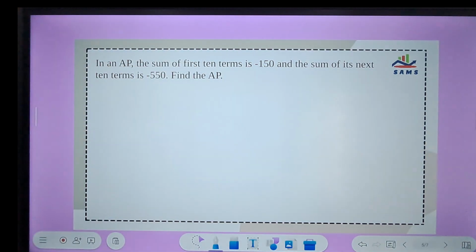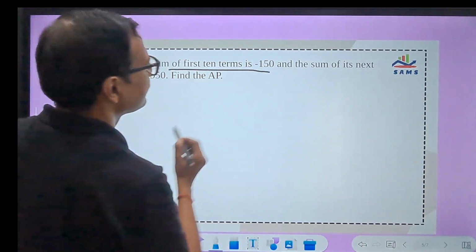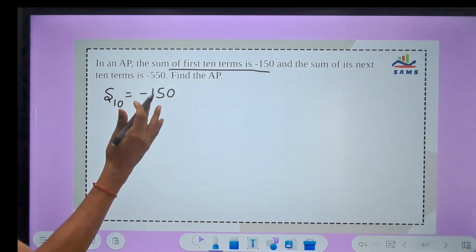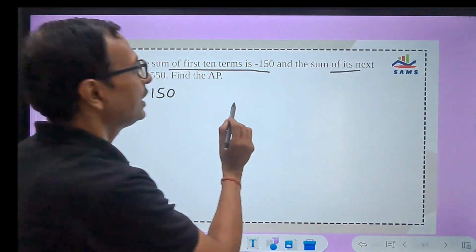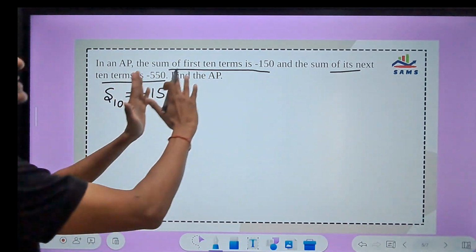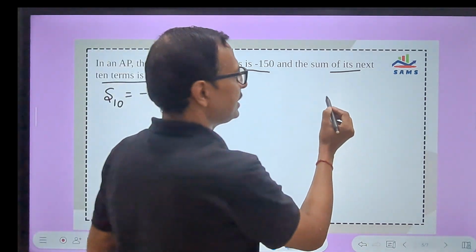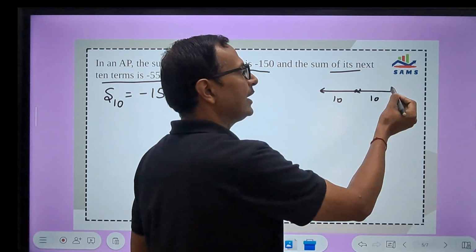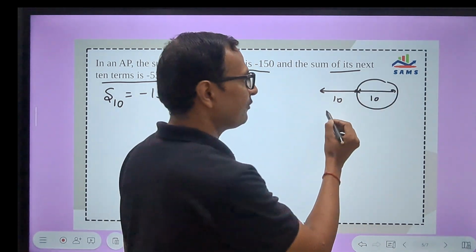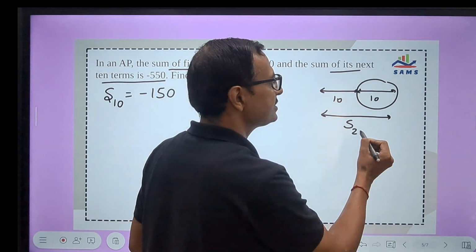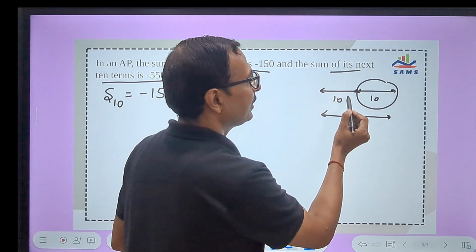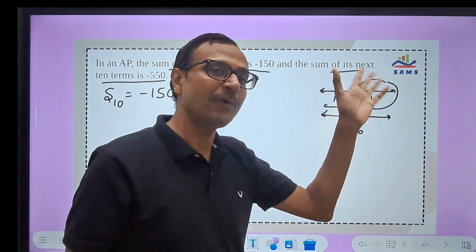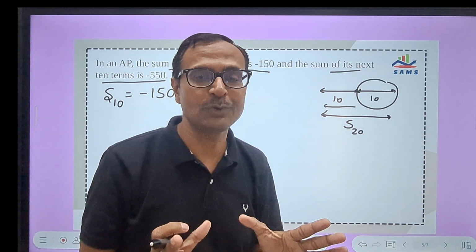Next up, we have a question where the sum of first 10 terms is minus 150. So S10 is given to us as minus 150. And look at the second statement. Sum of its next 10 terms. See, these are 10 terms and these are next 10 terms. How do you find the sum of these 10? You will find the sum of 20 terms first, and then subtract the sum of the first 10 terms from that. You will get the sum of next 10 terms. Now that is the concept we have to use in the question.